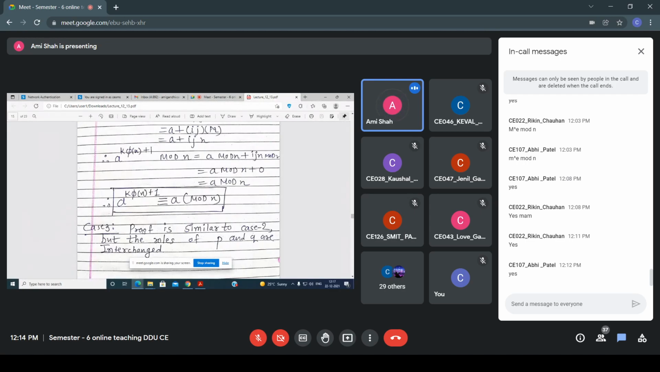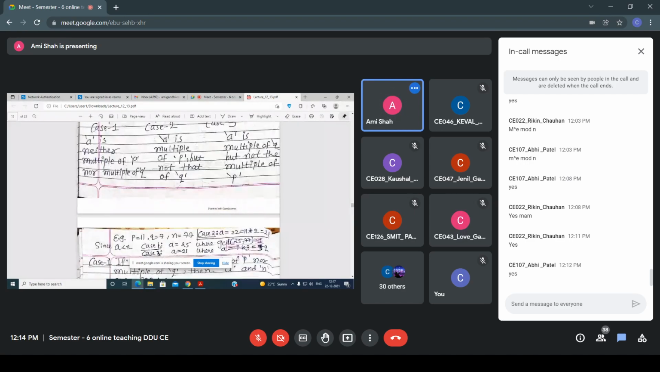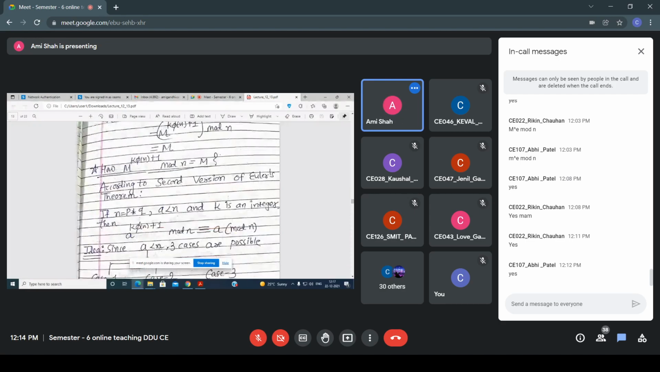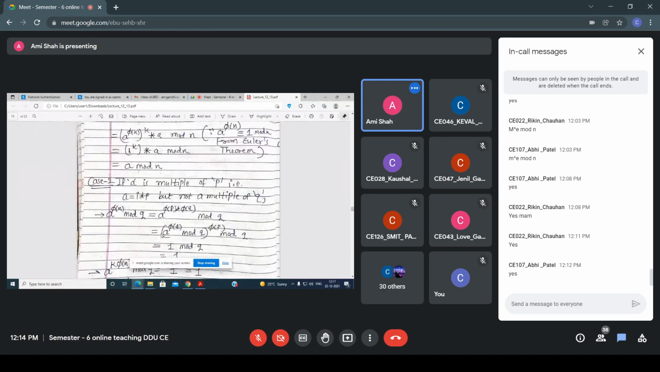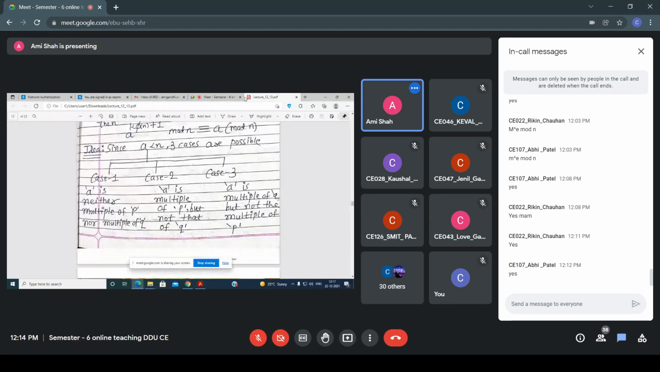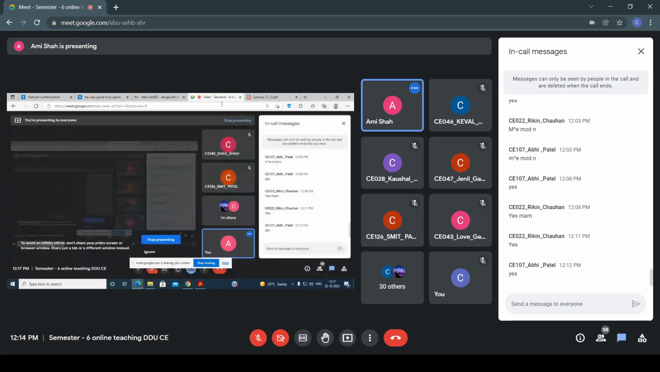And see, for case number 3, the proof is similar to case 2, but the roles of P and Q are interchanged. In this way I just want to show you, if this type of form is given to you, how you achieve the end. So there are 3 different cases that I wanted to tell you, and in each and every case you are getting a, right? So are all of you clear up to this? Is it clear to you all?